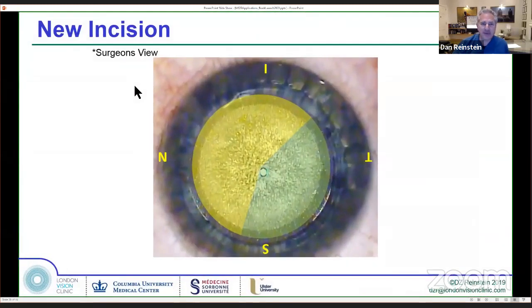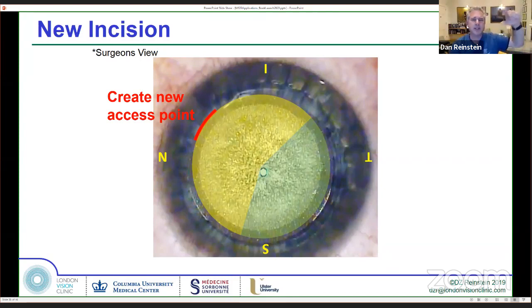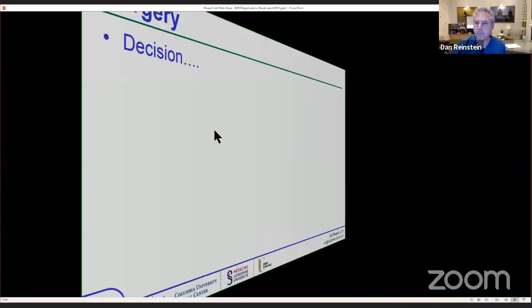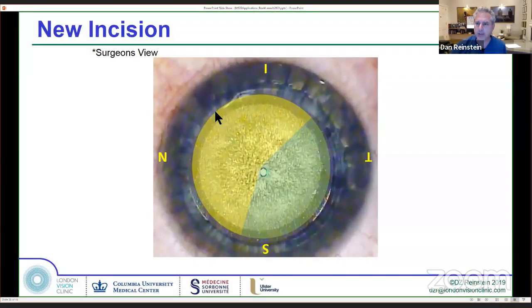I'm going to split this out. This is the surgeon view, right? That's the inferior, superior, temporal, nasal. I'm going to make a small incision with my software. I'm going to program with the circle software. I'm just going to program a small incision. The way you do that is you program a flap with a very, very large hinge. So the hinge is this. This is the hinge, and that's the flap, if you like, right?